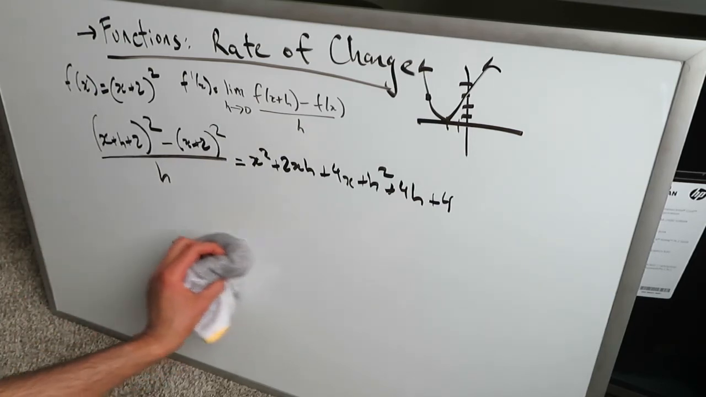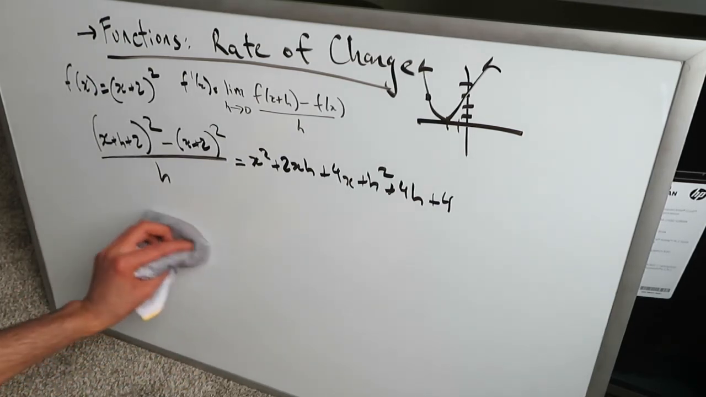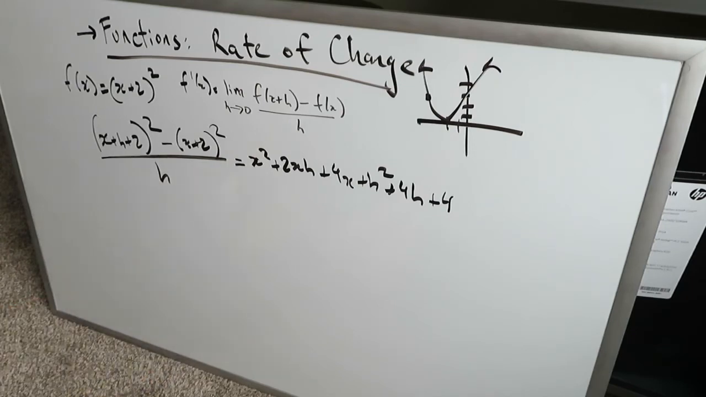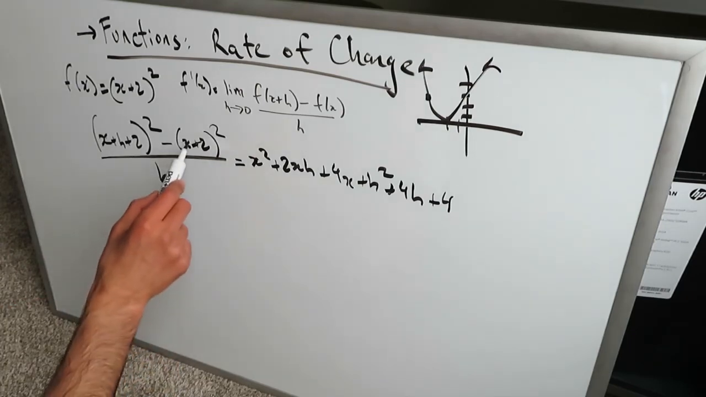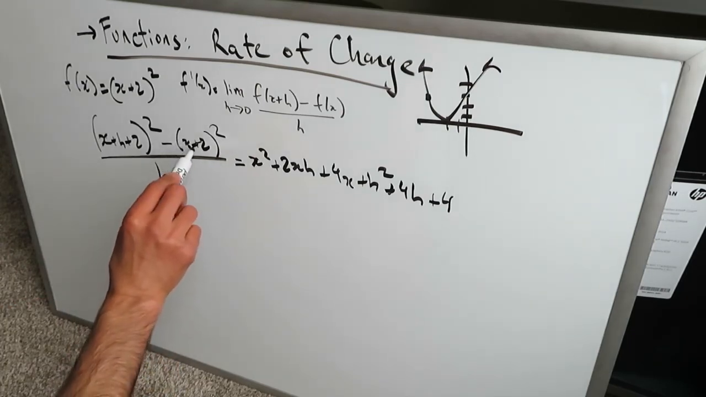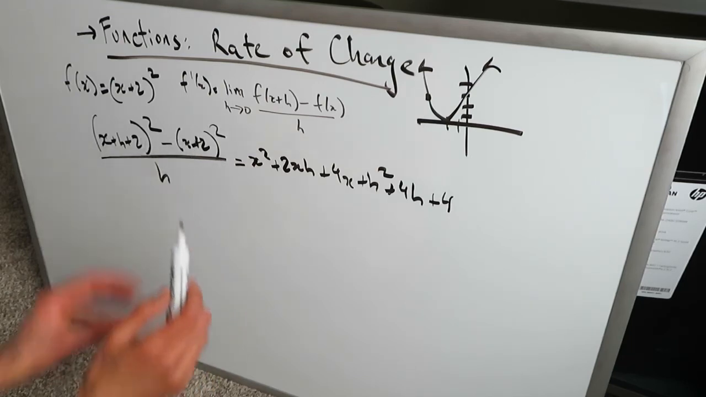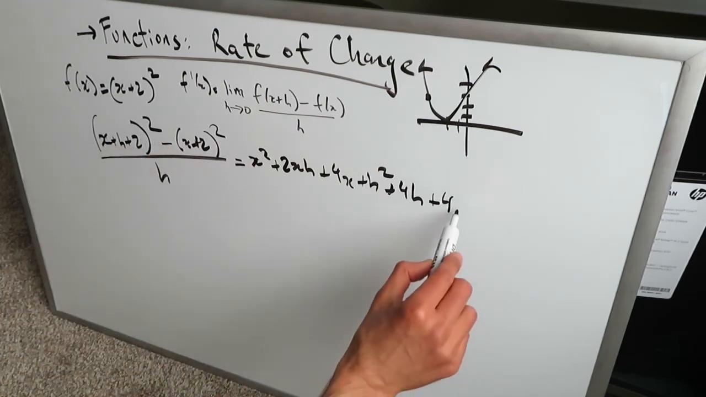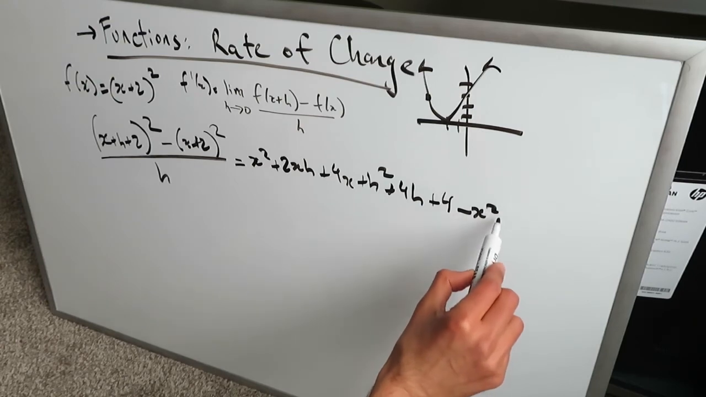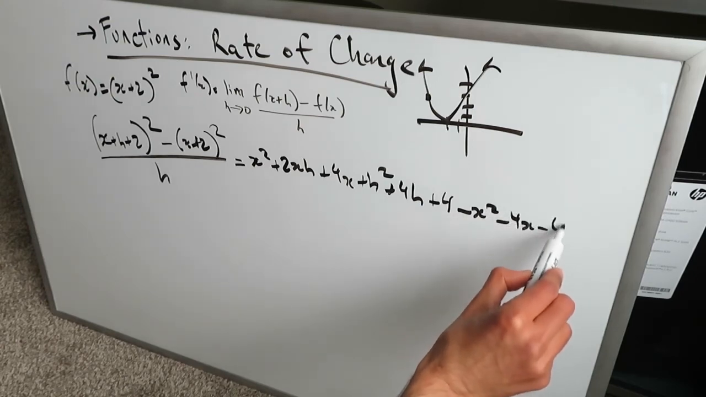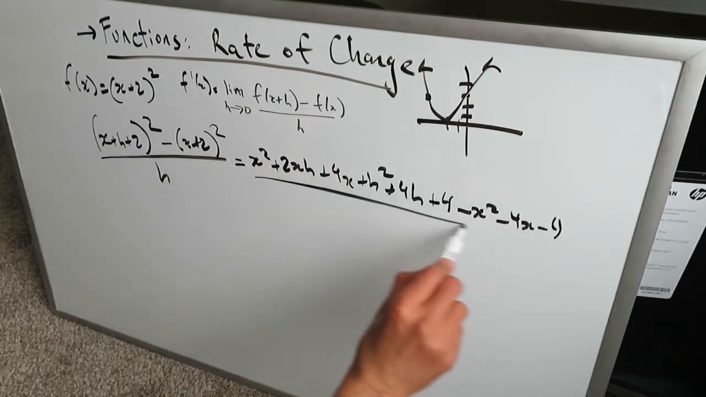You have to expand it out because that's the only way you'll get to your final factor, which will represent your instantaneous rate of change. Then this part is easy. This is basically an (x + 2) whole squared. You're opening it up, but it's going to get hit by this minus sign. You'll get a minus x² minus 4x minus 4, and everything is all divided by h.